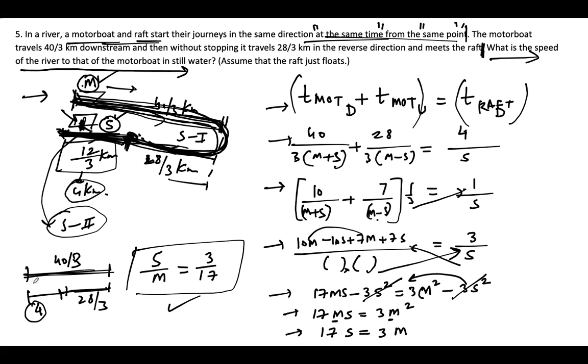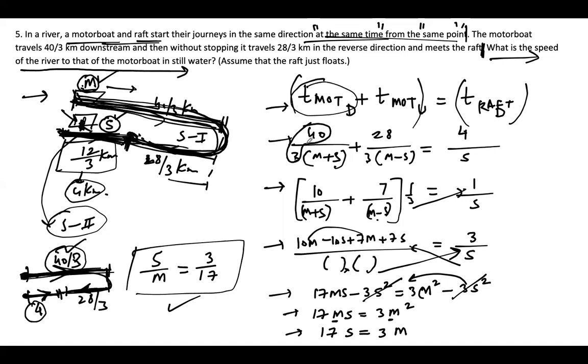Now can I say if they are starting at the same time, then the time taken by the motorboat in traveling downstream, as in this distance, plus the time taken to travel this distance, from here to here, will be equal to the time taken by this raft going from this point till this point. Yes, that's what I've written. Time taken by the motorboat to travel downstream, which is this. So downstream, 40 by 3 is the distance.